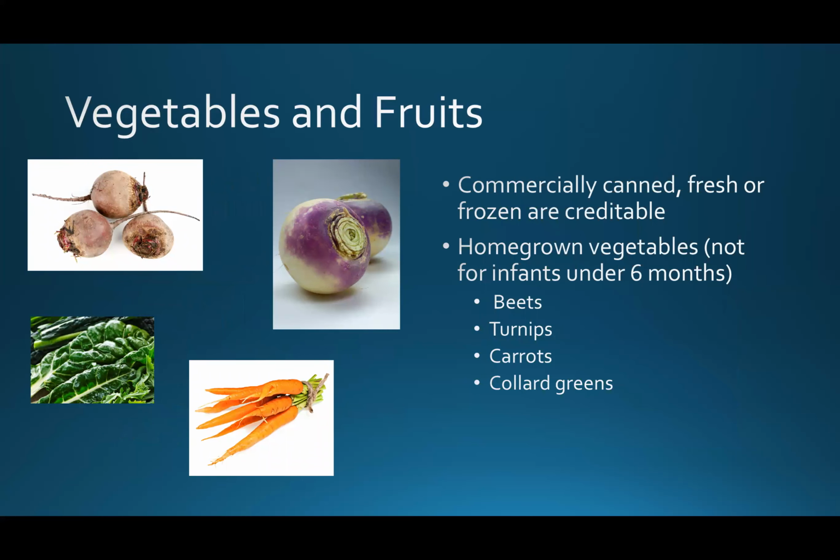Creditable fruits and vegetables may be commercially canned, fresh, or frozen. Homegrown beets, turnips, carrots, and collard greens should not be fed to infants less than 6 months of age.